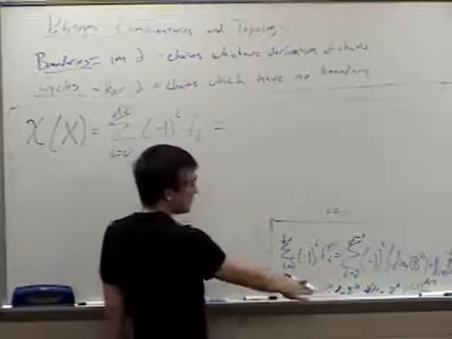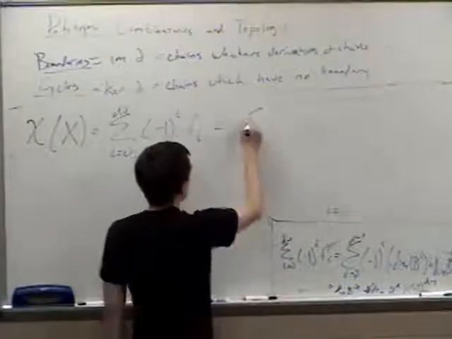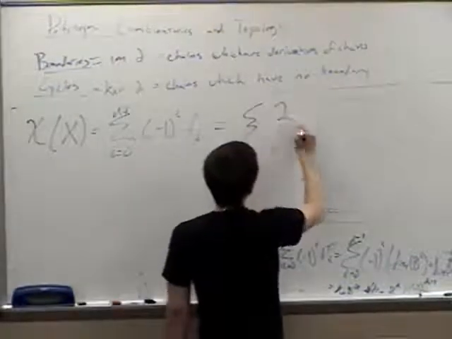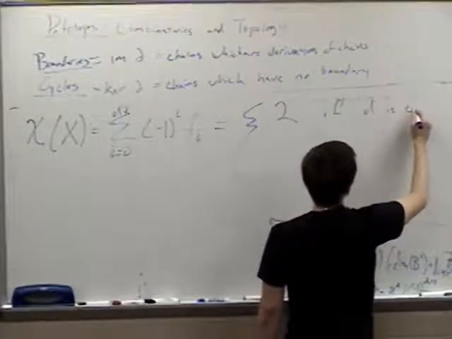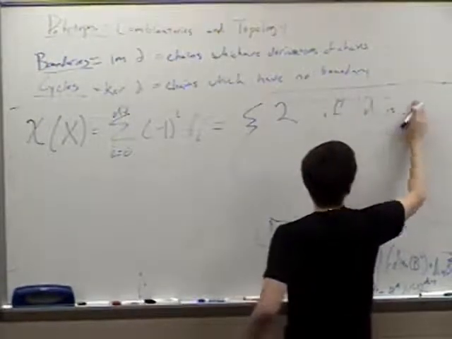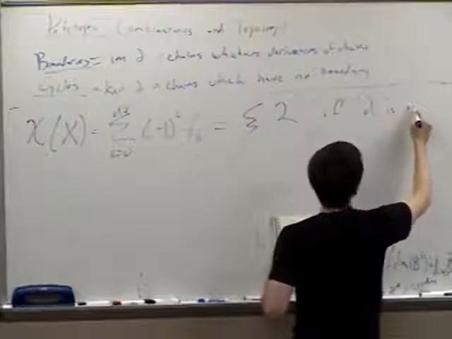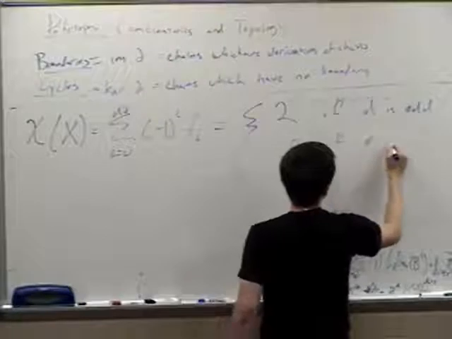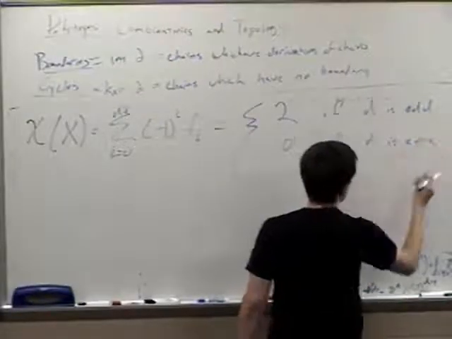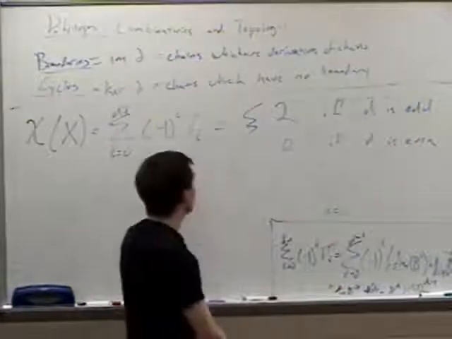And we know that since most of those terms cancel, this is going to be equal to either 2 if d is odd, or 0 if d is even, just because we have that negative 1 term.